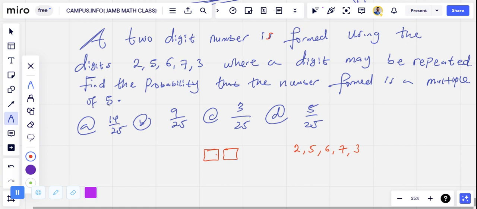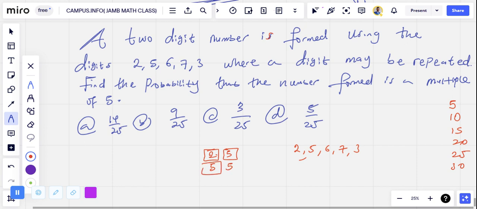So I'm considering multiples of 5. What are the multiples of 5 that you know? Multiples of 5 are 5 times 1, 5, 5 times 2, 10, like table 5: 5, 10, 15, 20, 25, 30. So if you form two digits from here, which one will give you a multiple of 5? I can see 2 and 5. Which one again? 5 and 5, because they say I can repeat that.